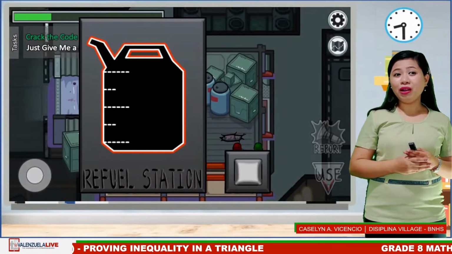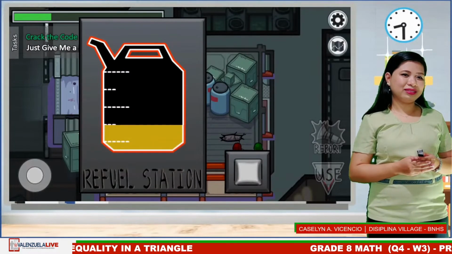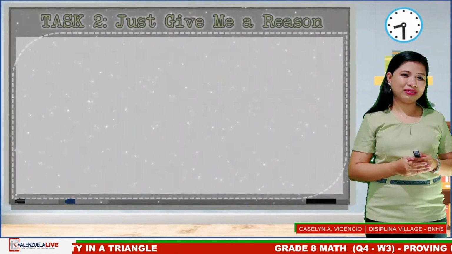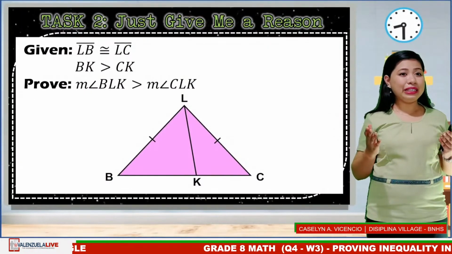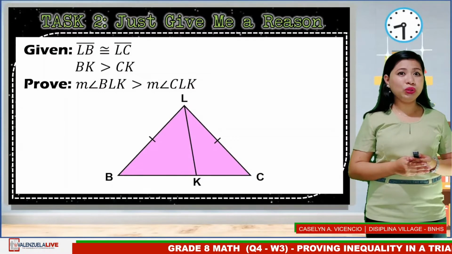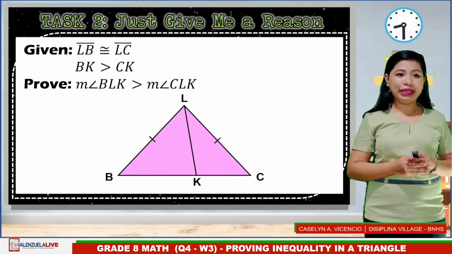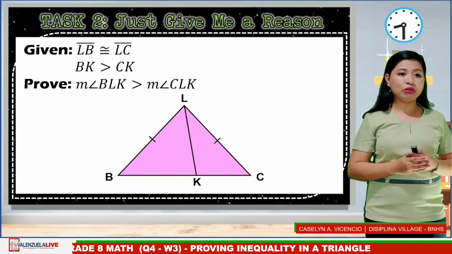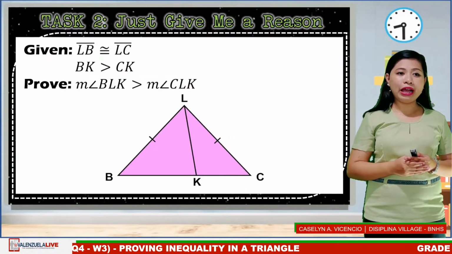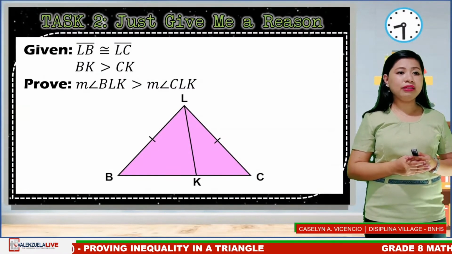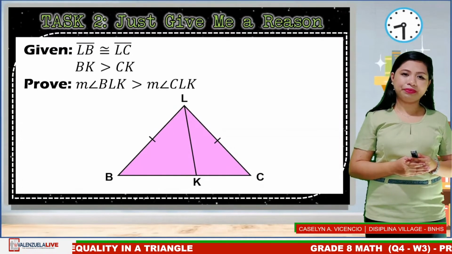We can now refill 1/3 of our fuel. For our second question, given side LB is congruent to side LC and the measure of side BK is greater than the measure of side CK, prove that the measure of angle BLK is greater than the measure of angle CLK.